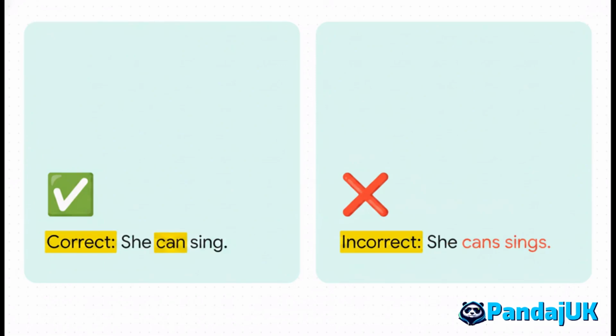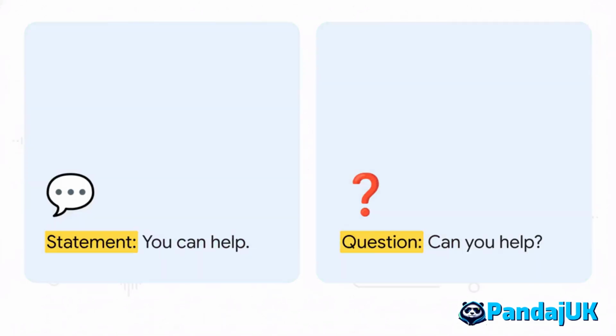Next up is the no S rule. Like I said, can is a special word. It never gets an S at the end. The correct sentence is she can sing. The incorrect sentence is she cans sings. Remember, absolutely no S. Finally, the question rule.